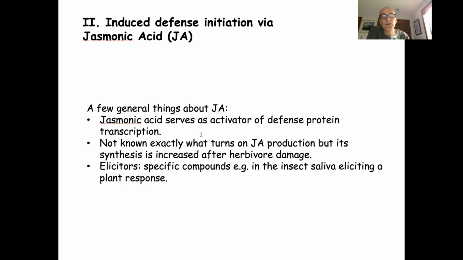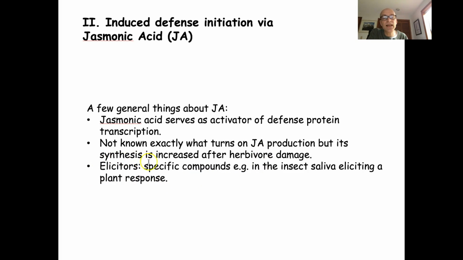It serves as an activator of defense protein transcription. It's not exactly known what turns on jasmonic acid production. So jasmonic acid can be there, but it can also be induced in its production. It is increased after herbivore damage. So when animals start nibbling on the plant, it has been shown that there's more jasmonic acid. And we'll talk about how jasmonic acid then leads to the defense responses, but not so much what turns on the production of jasmonic acid itself, with the exception of one compound that is known to turn on jasmonic acid. I'll show you that in the next slide.